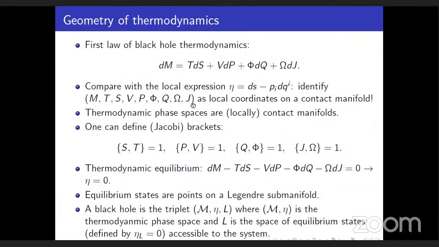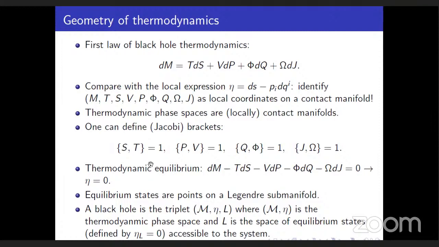So now, if you recall the first law of thermodynamics, first laws always have forms like this. You can have different work terms, but the first law of thermodynamics always looks like this. So if you compare this with the local expression of eta, the Darboux theorem guarantees that locally you can always write the contact form like this, irrespective of whatever might be global properties. So if you make this comparison, you can think of associating a contact structure with a thermodynamic phase space, where the local coordinates correspond to thermodynamic variables. So you can think of, at least locally, thermodynamic phase spaces as contact manifolds.